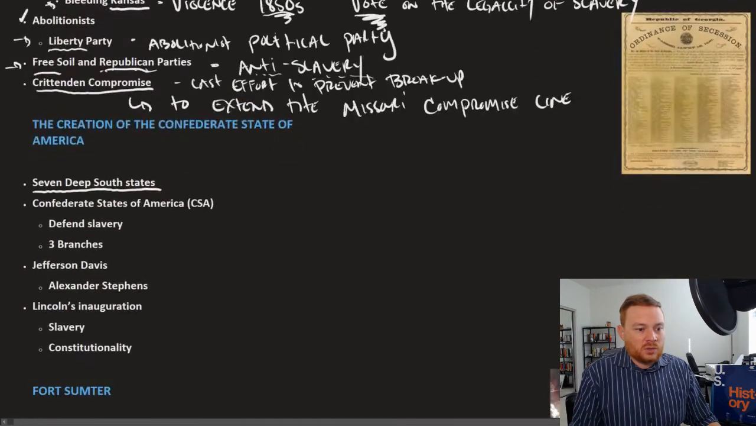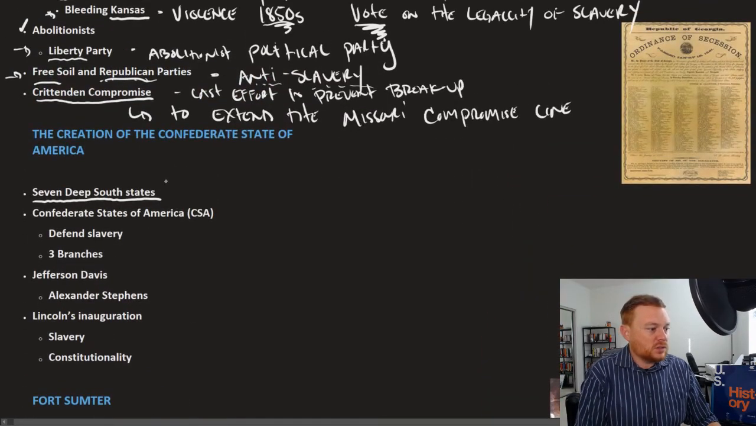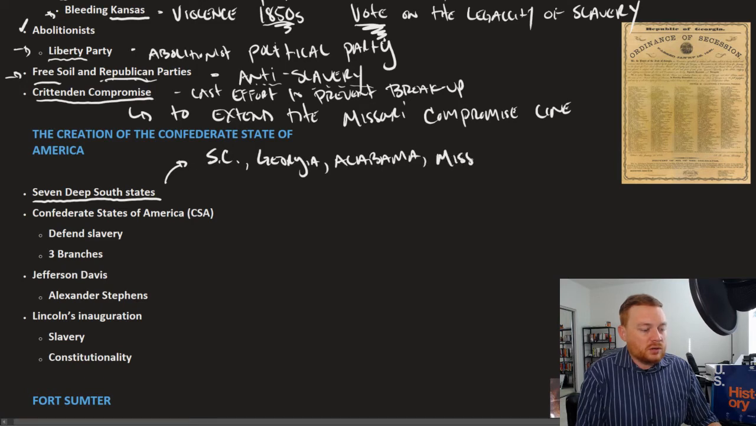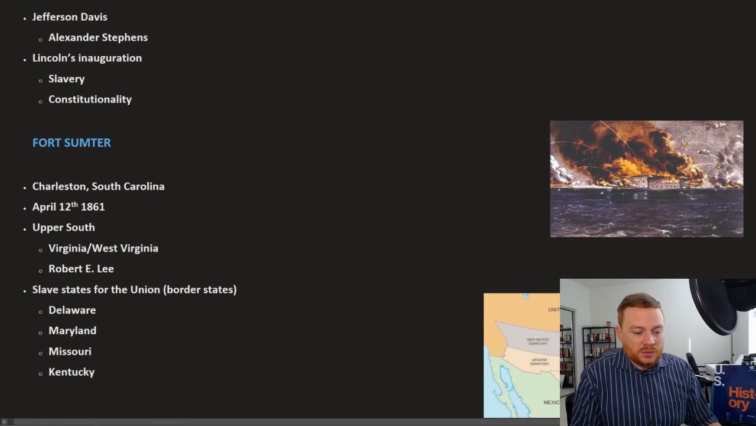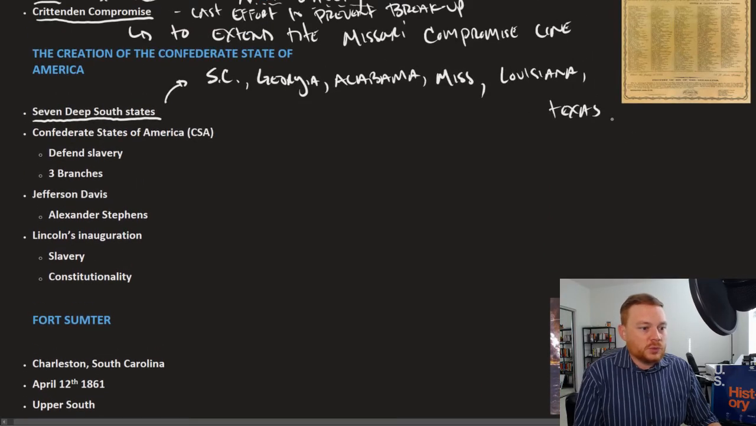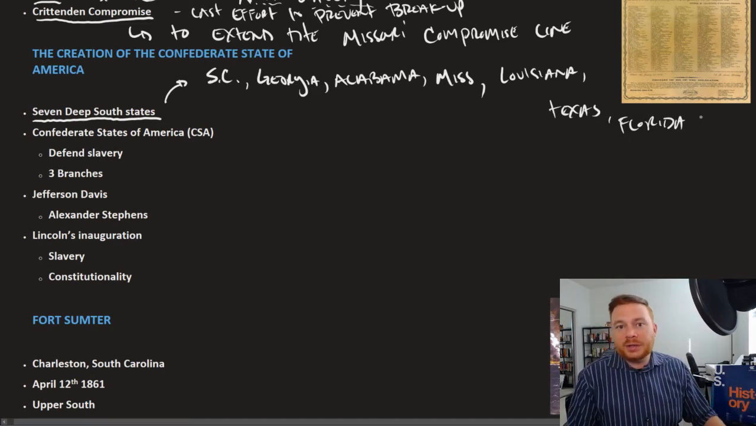I think we have an image of, let's see, so we got South Carolina, Georgia, Alabama, Mississippi, Louisiana, Texas. Let's see, how many is that? 1, 2, 3, 4, 5, 6. Which one am I missing? South Carolina, Georgia, Florida. Florida is the last one. So those were the 7 states to secede from the Union upon Abraham Lincoln being elected president.